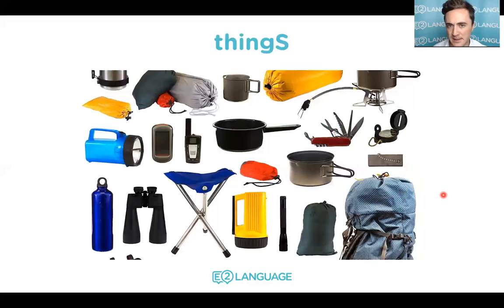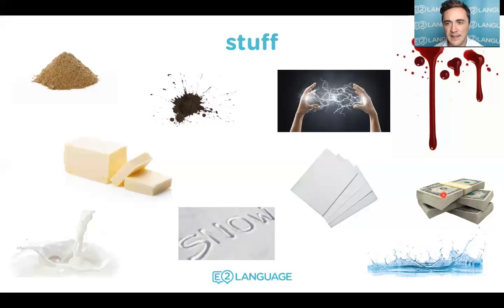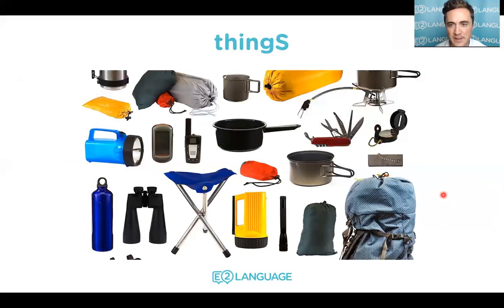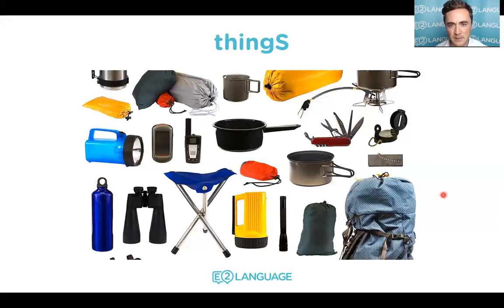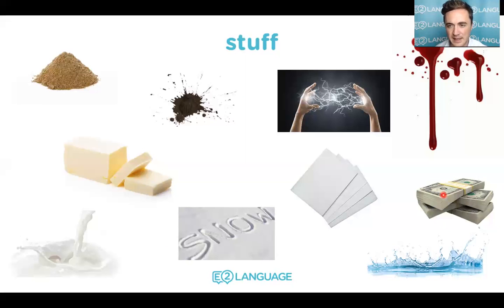You need to think about it like this. In the world around you, there are things and there is stuff. It's the difference between things and stuff. Things you can pluralize. You can put an S on the end. Stuff you cannot pluralize. You cannot put an S on the end because you cannot count stuff.